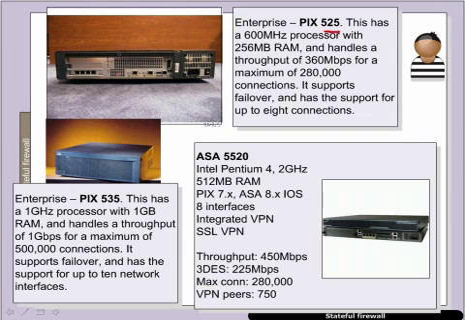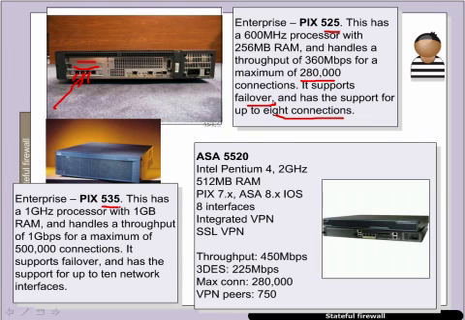The 525 gives us increased number of connections. We can see 4 connections here. We might have in and out and 2 demilitarized zones, but there's also potential for other network connections in it, up to 8 in this case. Supports failover and has quite a large number of connections.